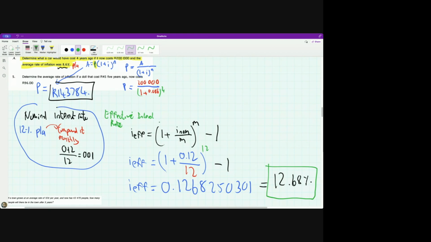Now, if you're having a little bit of stress about this, don't worry. I will talk more about it next week. All you need to write down is this formula here. It's just a way of converting between the nominal rate and the effective. And the effective will be higher when you compound because of interest on interest.